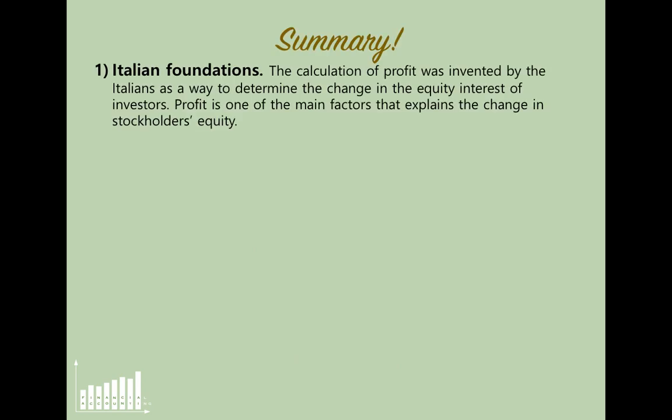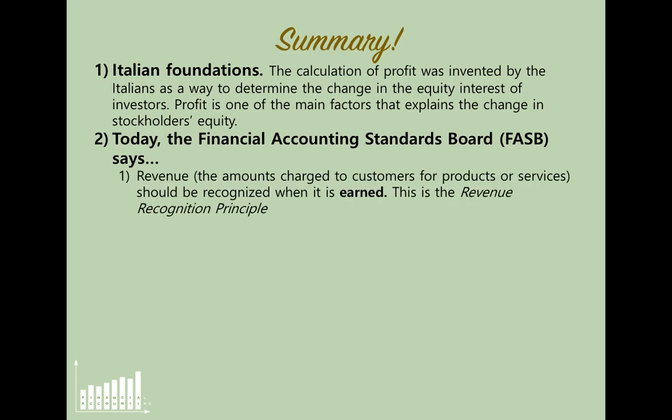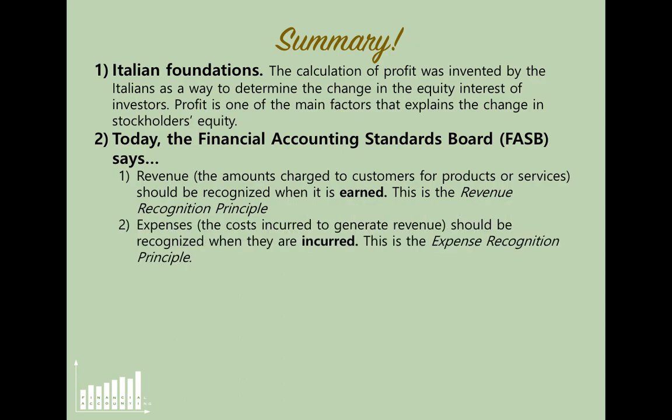So, let's summarize a little bit. The calculation of profit was invented by the Italians as a way to determine the change in equity interest of investors. Profit is one of the main factors that explains the change in a stockholder's equity. Today, the Financial Accounting Standards Board, or the FASB, right, says revenue, the amounts charged to customers for products or services, should be recognized when it is earned. This is the revenue recognition principle.